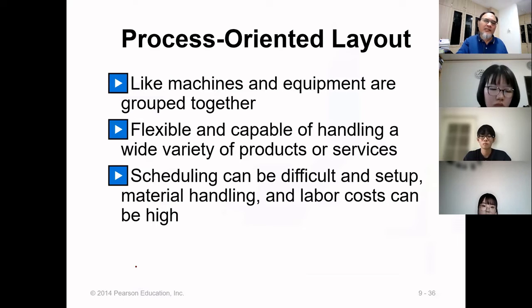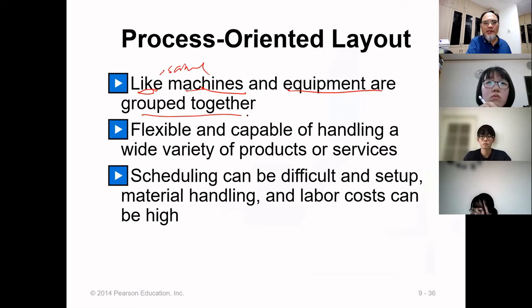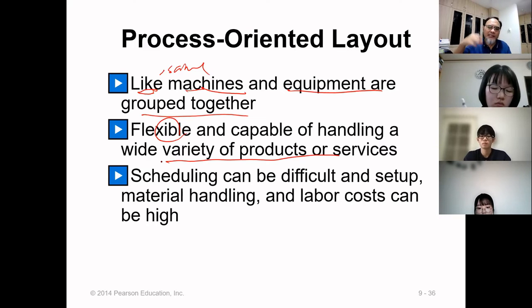Process-oriented layout is where you group the machines and equipment together. Same machines and equipment are grouped together. For example, as I mentioned just now, welding and grinding are grouped together. Because the machines and equipment are grouped together, you can handle a variety of products or services. It is flexible, so you can make different kinds of products using the different processes and machines required.